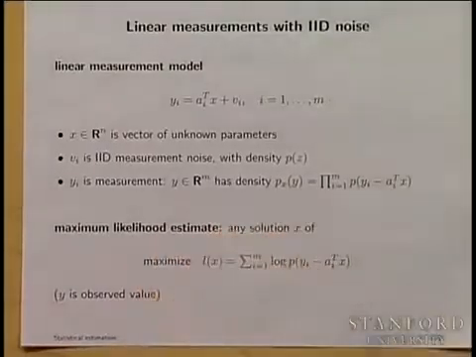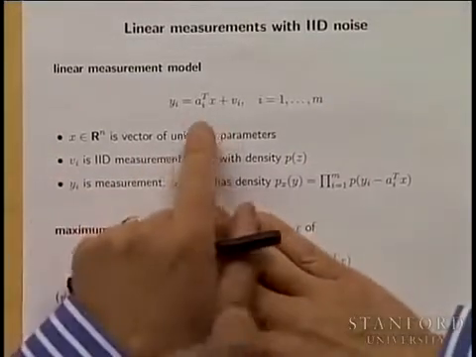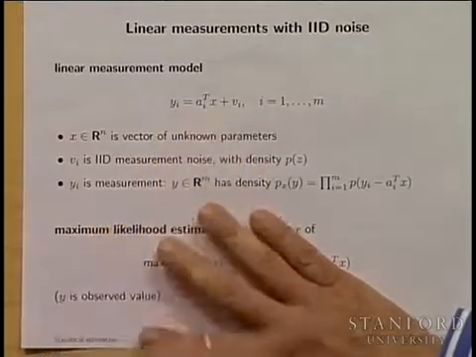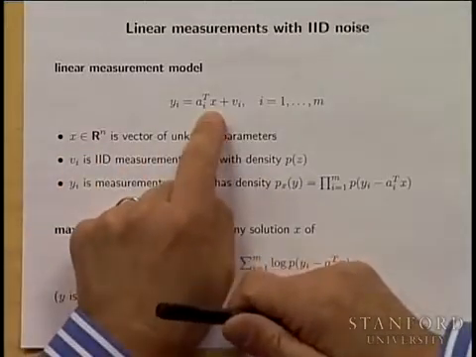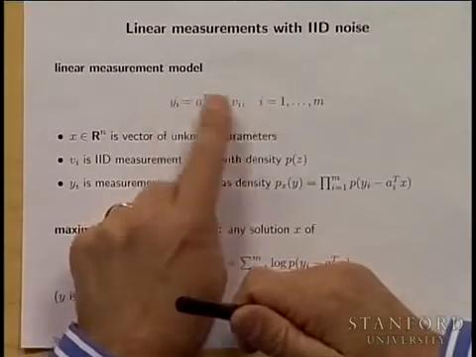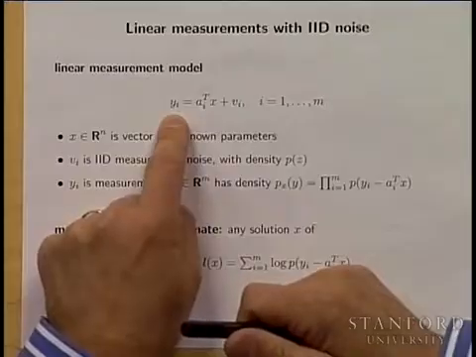Let's look at some examples. The first is linear measurements with IID noise. You have a bunch of measurements, so you have yi equals ai transpose x plus vi. Here, x is the set of parameters that you want to estimate. But if you're a statistician, you would say that the data yi are generated by a distribution, and the distribution is parameterized by x.